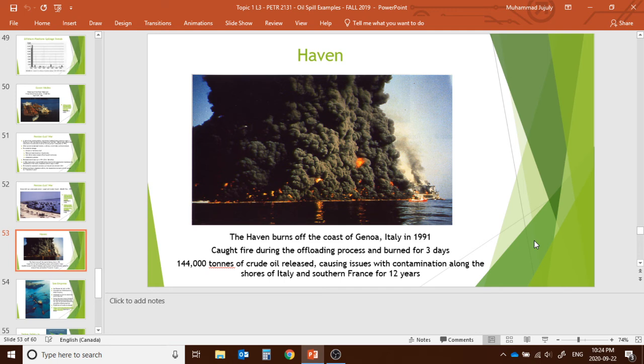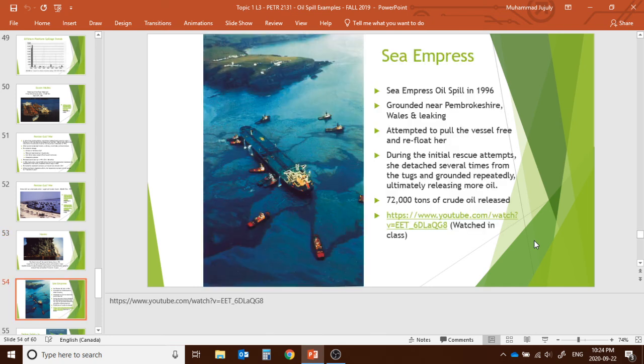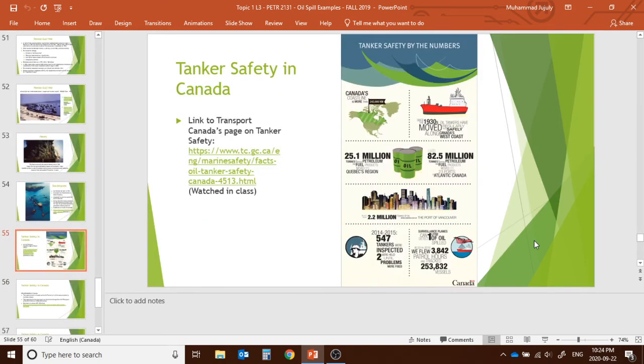Haven, it burned near the coast of Genoa. 144,000 tons of crude oil actually burned here. Sea Empress in 1996 near Pembrokeshire, and around 72,000 tons of crude oil was removed. Now, these are some examples of crude oil releases in the offshore environment.